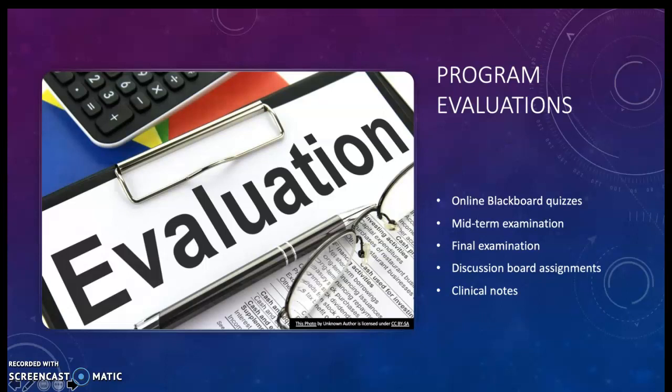There will be a variety of evaluation methods used in this course. These include online Blackboard quizzes, midterm and final examinations, discussion board assignments, and clinical notes. Students will have different opportunities throughout the course to show their knowledge and growth with these evaluation methods.